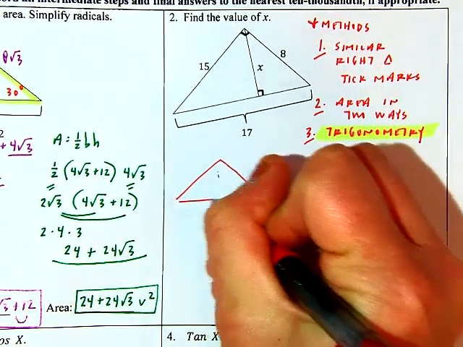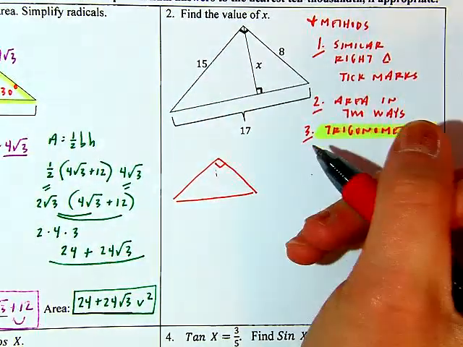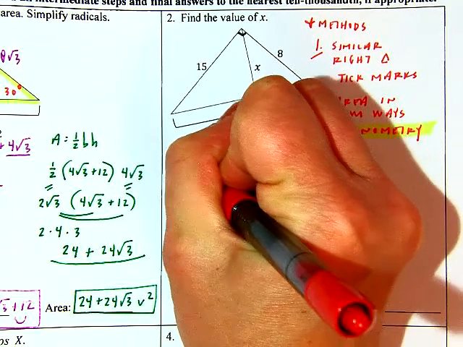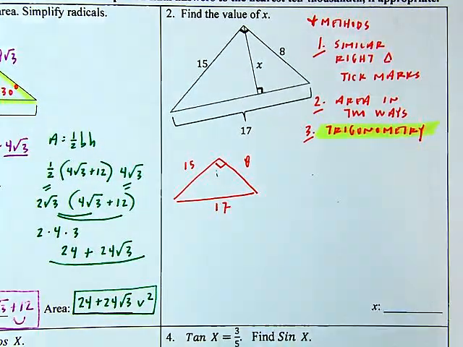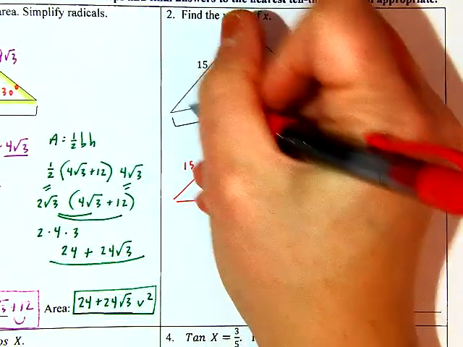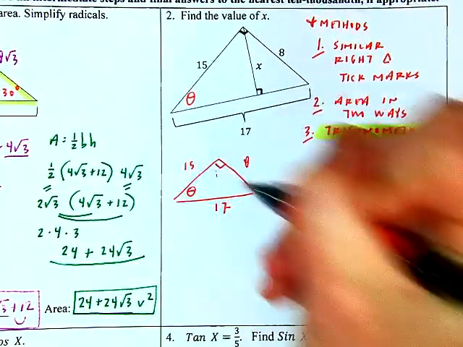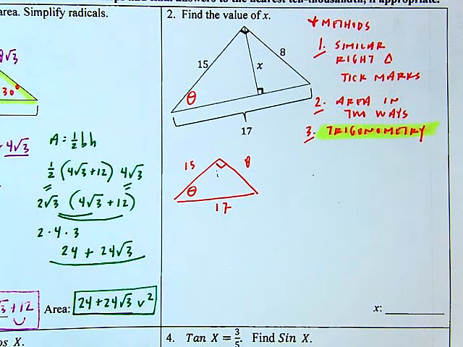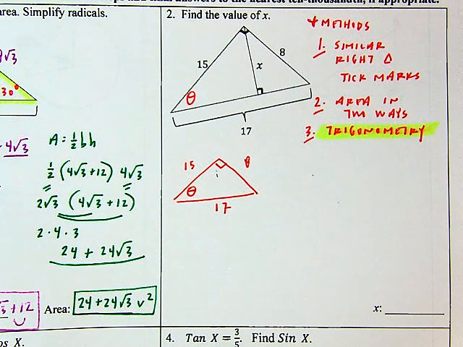So I have this triangle right here where this is my right angle. I know that this is 15, this is 8, and this is 17. I know all of the sides. So let's say that I want to get to theta. I want this angle right here. Well, since I know all of my sides, I could use sine, cosine, or tangent.